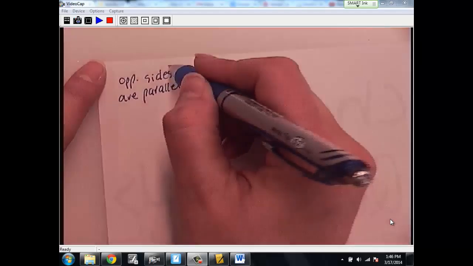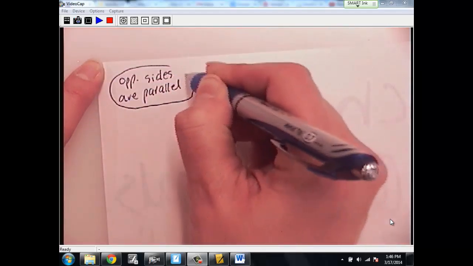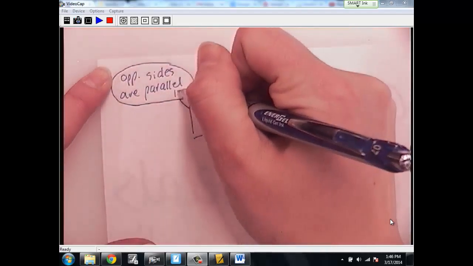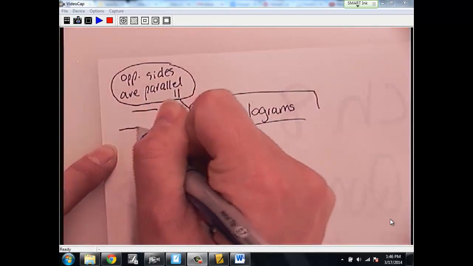Alright, parallelograms. The first thing we need to know is that opposite sides are parallel, and that's our first bubble, our first characteristic. Do you remember what the symbol for parallel looks like? Two lines that are basically parallel to each other, right? Looks like that. Okay, that's the symbol for parallel. Opposite sides are parallel.